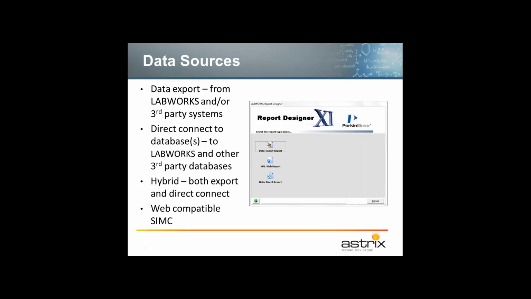In LabWorks, typically your data sources come from one of two ways. The first would be a data export type report, where you're actually exporting the data from LabWorks and then reporting it from that exported set of data. You may want to keep in mind that this can also consider third-party systems. You don't necessarily just have to query LabWorks. You can query LabWorks in combination with other third-party systems that you may have at your organization to get the data that you need. The second one being a direct connect to the database.